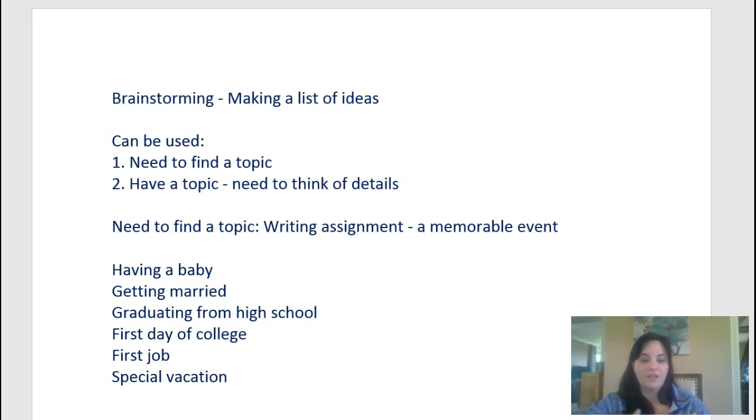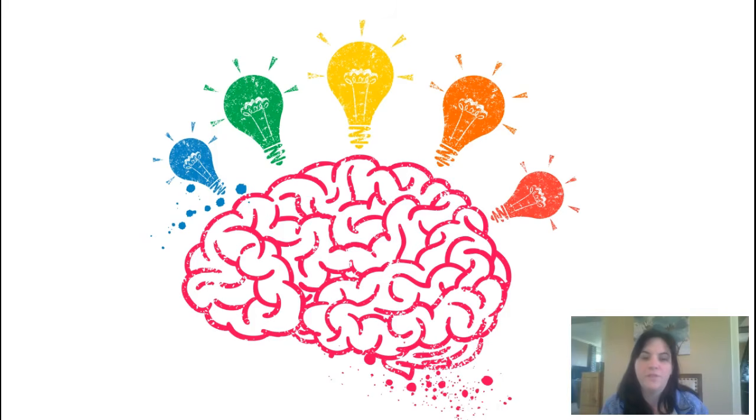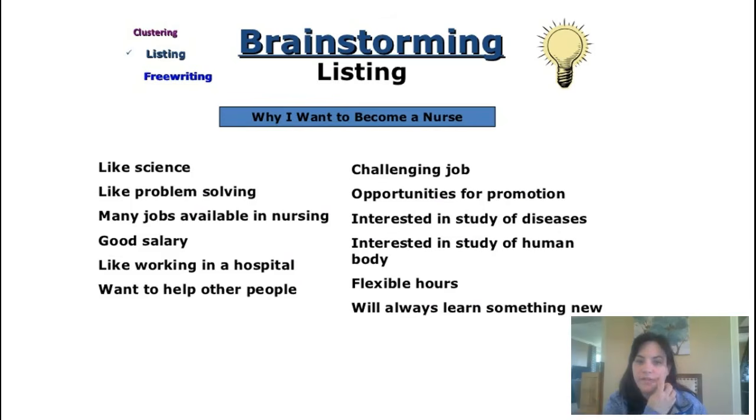Hopefully, by the time I'm done brainstorming this list, I will have identified what topic I most want to write about. So brainstorming can help you come up with a topic, but brainstorming can also help you come up with more details to write about a topic. So here's an example of a student who is brainstorming a list for an essay on why I want to become a nurse. As you can see, through this brainstorming activity, this student has quite a few ideas already written down.